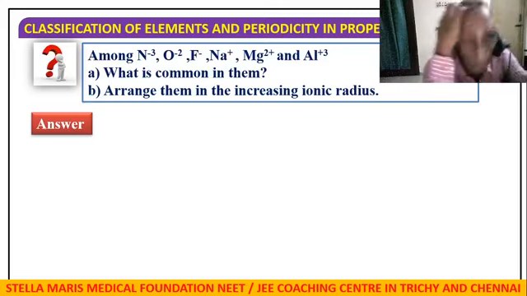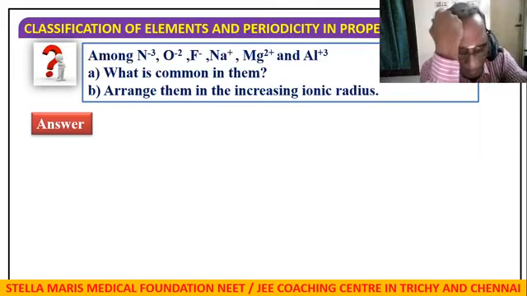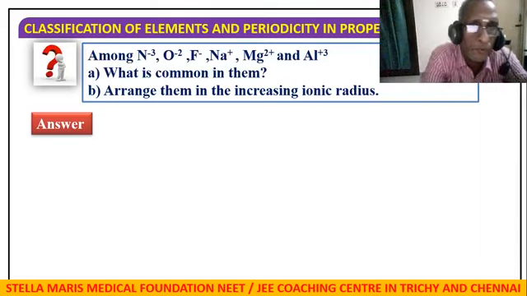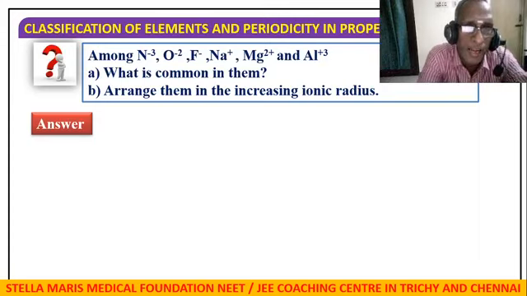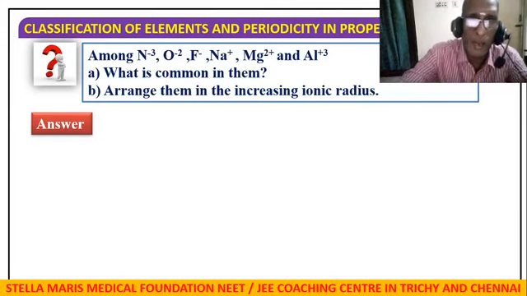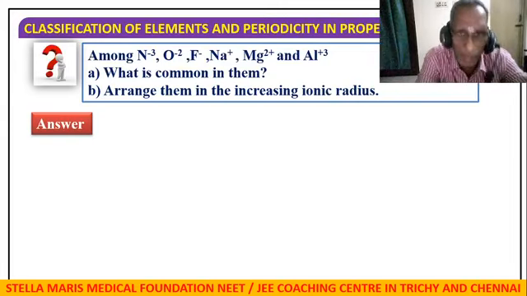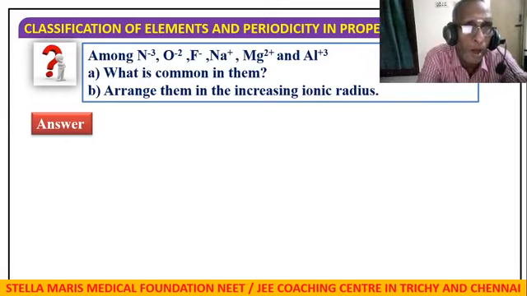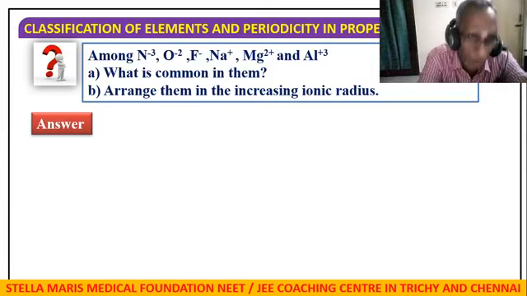What you have studied is condensed as a question. Among the species nitride, oxide, fluoride, sodium cation, magnesium dication, aluminum trication, what is common in them? All have the same number of 10 electrons. The presence of 10 electrons is common. Arrange them in increasing ionic radius.